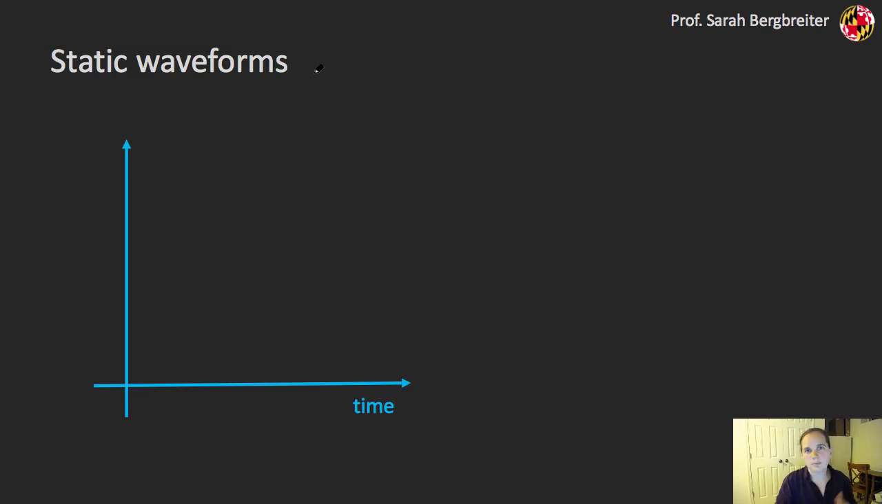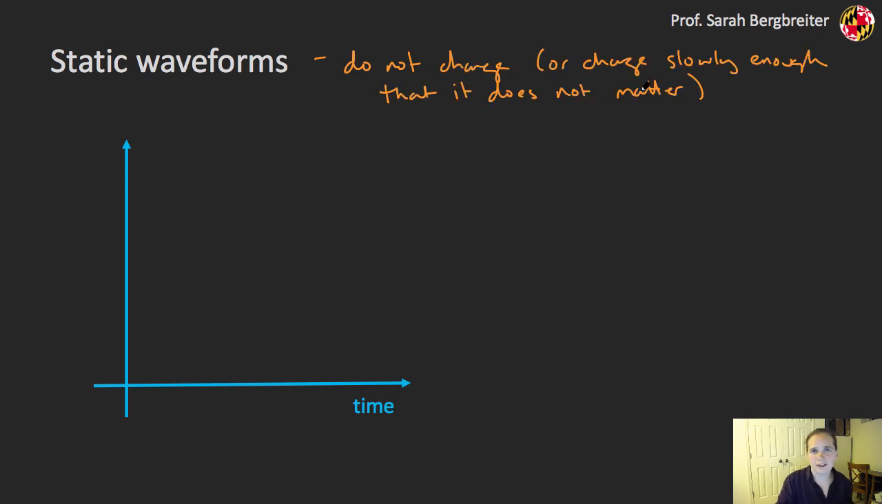And the simplest type of waveform that you're going to encounter is a static waveform. These waveforms do not change, or change slowly enough that it just doesn't matter for your application. And a static waveform would just look like a straight horizontal line.